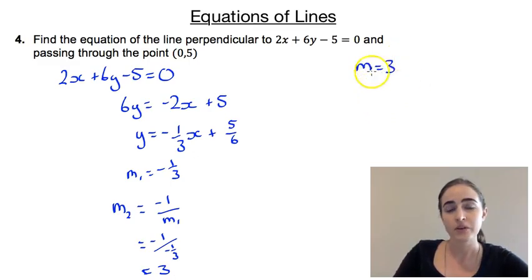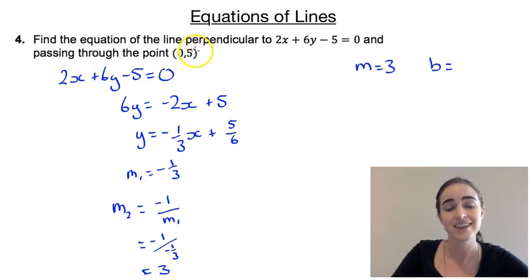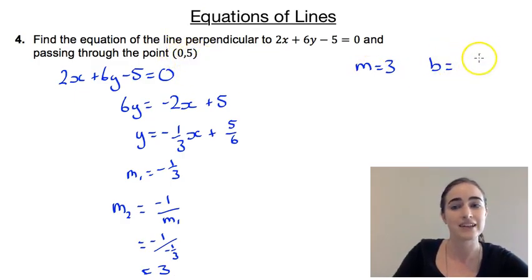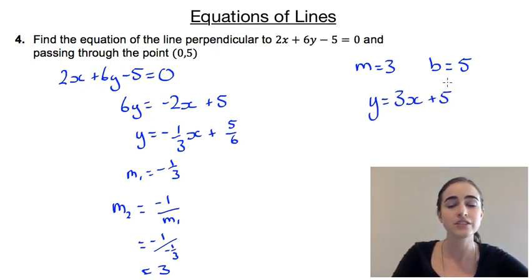But to find the equation of that line, we also need the y-intercept. So the other piece of information that we were given is that it passes through the point (0, 5). Now, because this point has an x-coordinate of 0, that means that this point lies on the y-axis. So this is our y-intercept. So y-intercept of 5. So the final answer then is going to be our line has the equation y equals 3x plus 5. So those are a few examples of equations of straight lines.